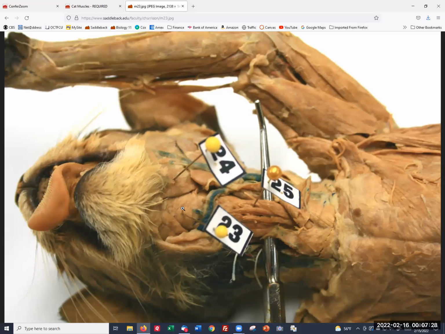This is the mylohyoid. 24 is here and here. And it's the digastricus, or digastric. 25 is the sternohyoid. The hyoid bone itself doesn't show, but it's right roughly underneath this vessel that's going across.